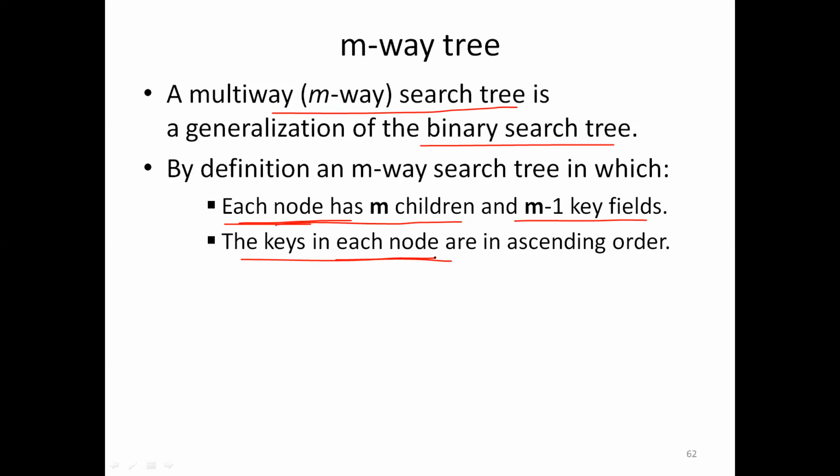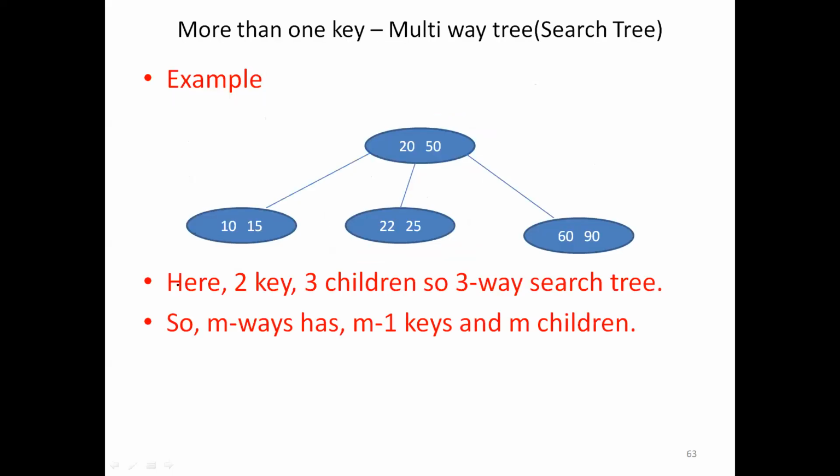For example, a four-way tree. A four-way tree consists of 4 children, and each node can have up to 3 keys. That is what m minus 1 means: 4 minus 1, 3 keys. All the 3 keys will be in sorted order. That is the advantage of the m-way tree. So a tree with more than one key is a multi-way search tree.